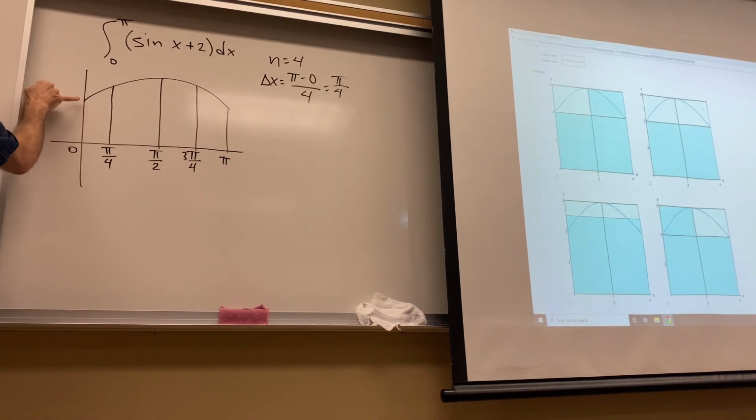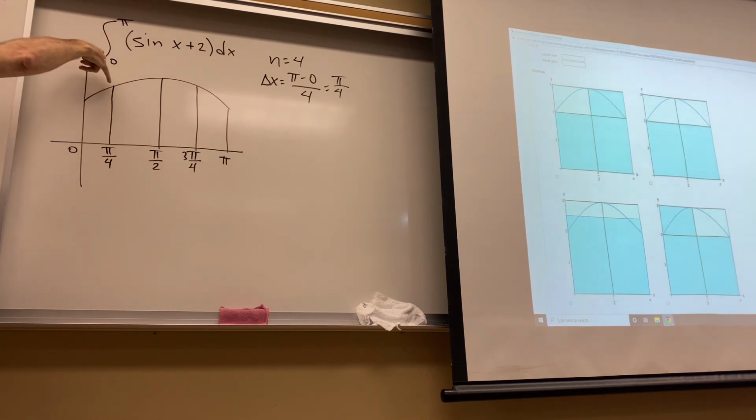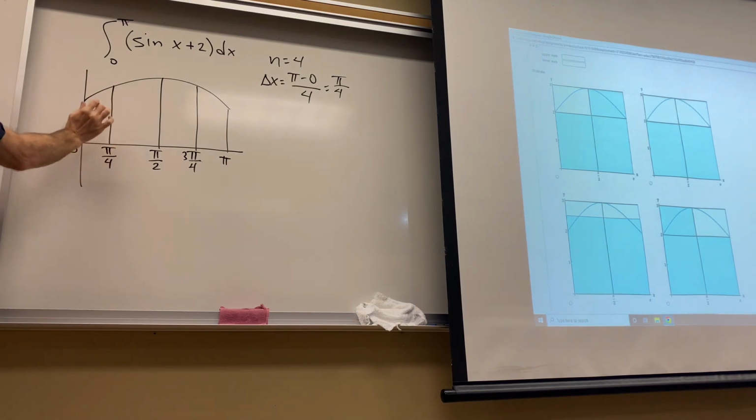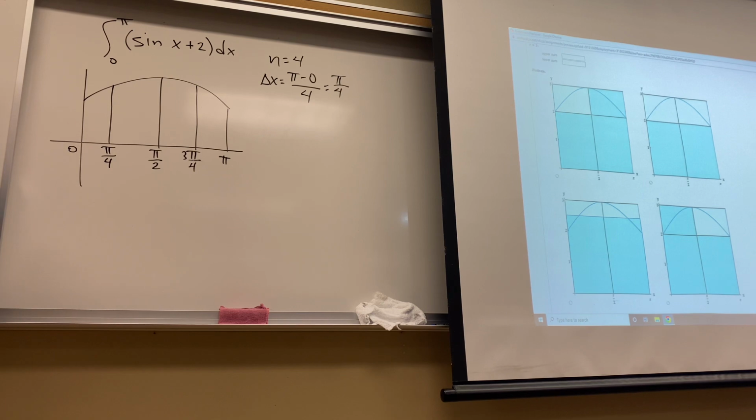Left-hand rule, we would choose this point for the first rectangle. Right-hand rule, we would choose this point for the first rectangle. There's no rule that says we have to use either the left or the right. We could pick any point in that rectangle, or in this region, to define the top of our rectangle. The only requirement is that wherever we choose, that point is touching the curve.